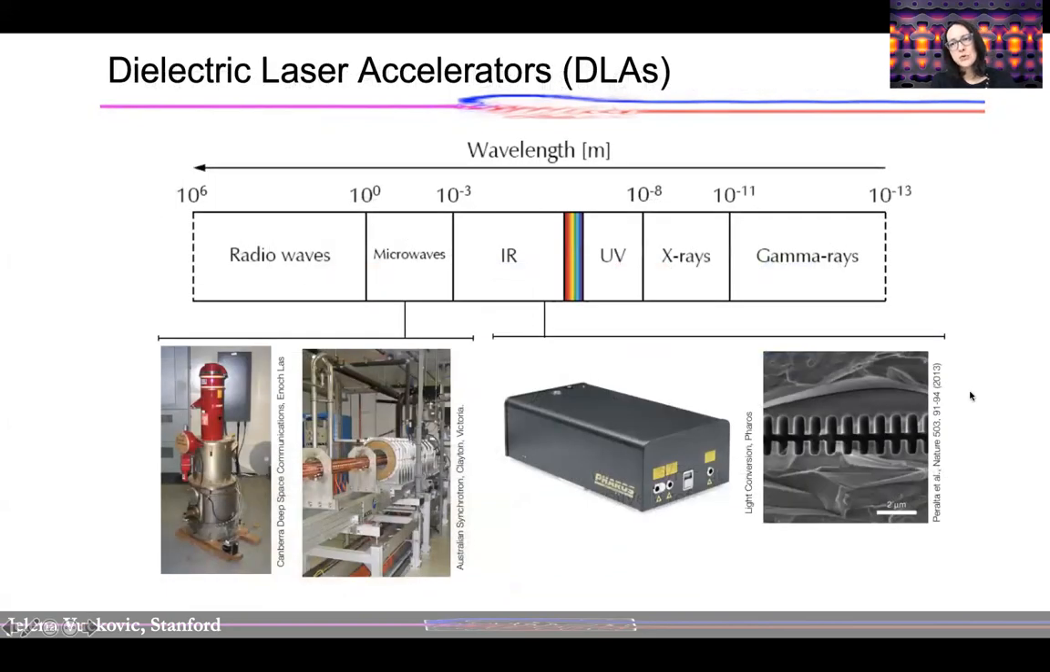And of course, if you just look at the scale of the electromagnetic wave spectrum, by going from microwaves or radio waves to optical frequencies, we can actually scale down the size of the accelerator dramatically, by a factor of about 10,000 relative to state-of-the-art. And initial work on this was done around 6-7 years ago by Bob Byer's team at Stanford in collaboration with groups at SLAC.